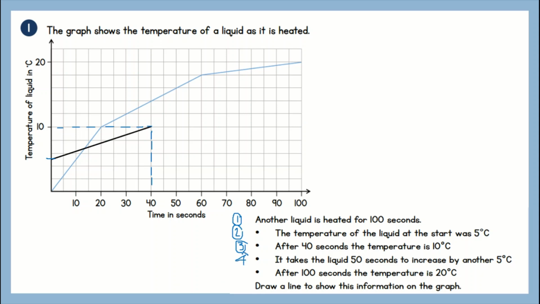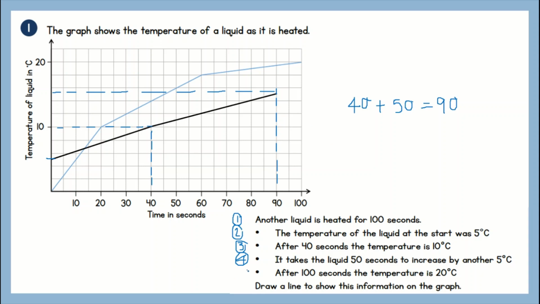Step 4. It takes the liquid 50 seconds to increase by another 5 degrees Celsius. We're at 40 already. If we do 40 plus 50, we get 90 seconds. We're going to draw our dotted line in here. And we are told that it will increase by another 5 degrees. We're at 10 degrees already, and we're going to increase by 5 degrees. So 12 degrees, 14 degrees, in between here is 15. Our point would be here. So we're going to draw in our line like that.